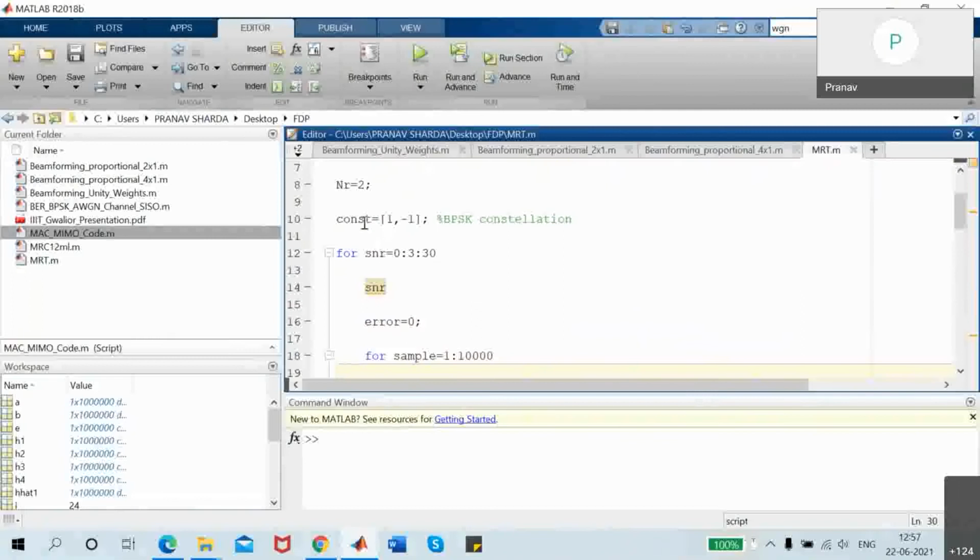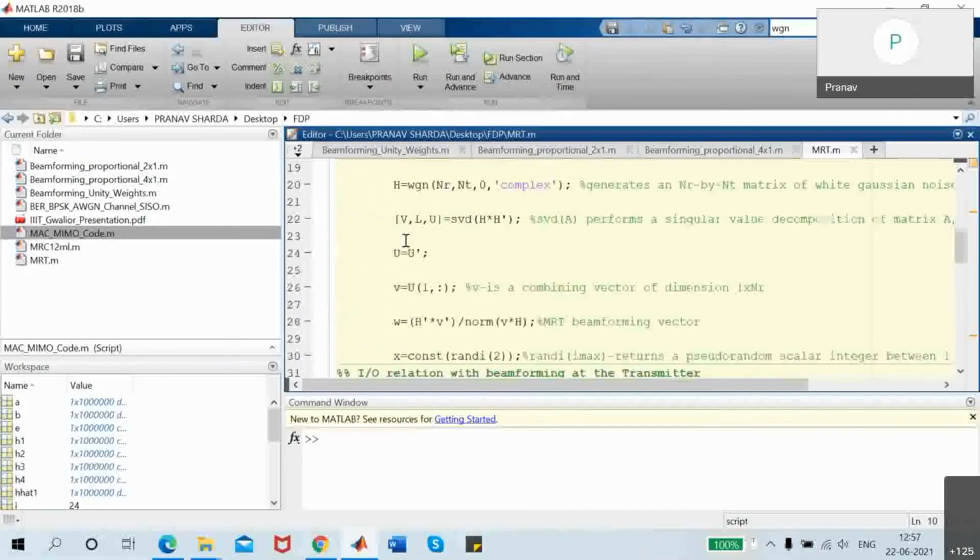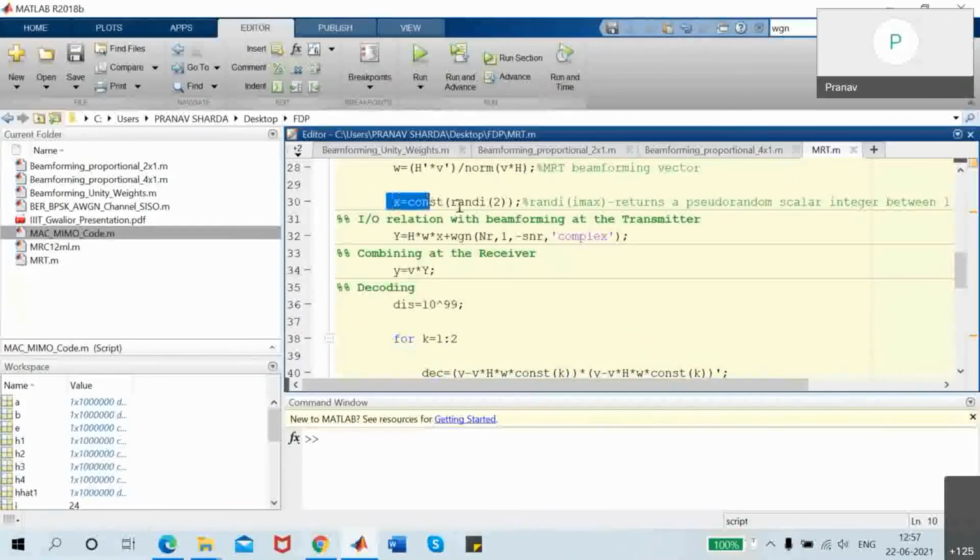Because this const we have defined earlier, this is the BPSK constellation. So say if that inner part is 1, then const of 1 will be 1. If it returns a value as 2, then const of 2 will be minus 1. So we are generating 1 or minus 1 here in line number 30.